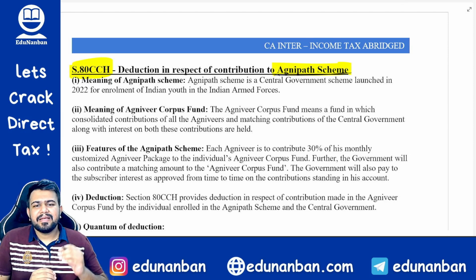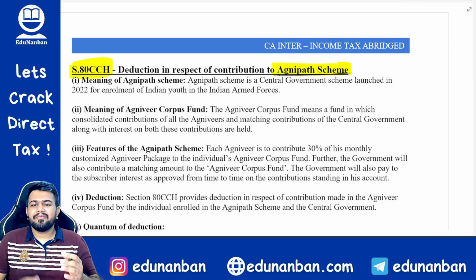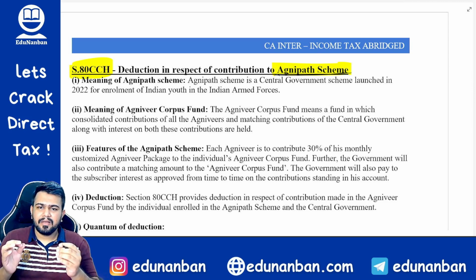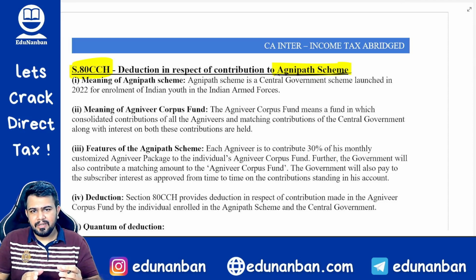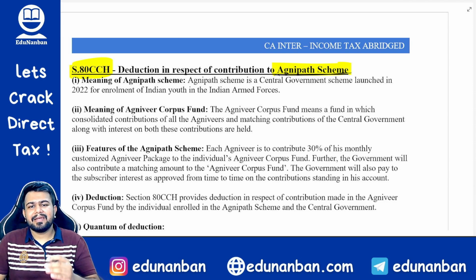Agnipath scheme is a scheme brought out by the central government, where the central government will recruit very young people in the army. And after recruiting them, I think the duration of their being in the army will be 4 years or something. I am not very sure about that, but the concept is that after recruiting, the central government will give them salary.